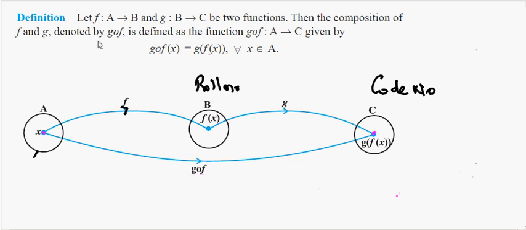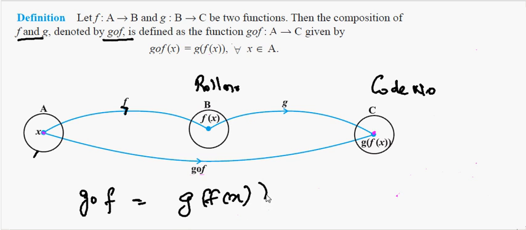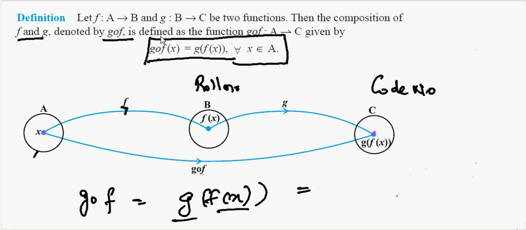Therefore you get the composition of f and g, denoted by g of f, which is defined as a direct relation, that is a to c. If you want to relate a to c, you need to write it as g of f, which is g of f of x. You have two functions, so first the roll number and then you assign the code number. So this is how it is represented. I hope you are clear with this definition and the diagram. The diagram gives you a clear picture of what we mean by composition of function.